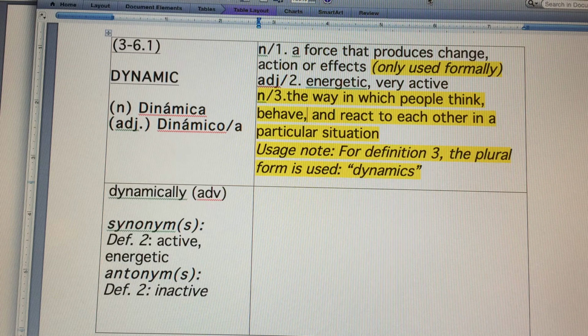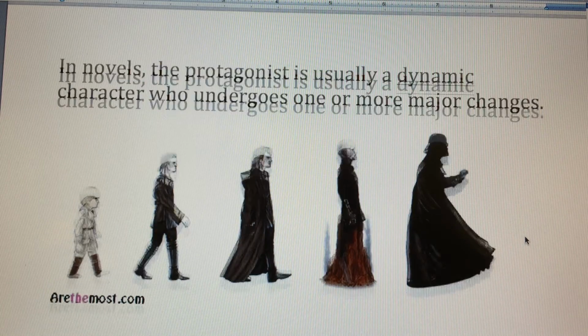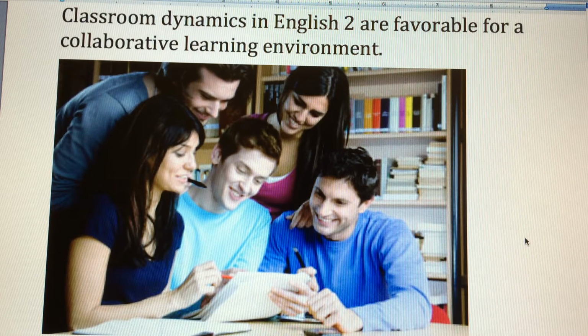The way in which people think, behave, or react to each other in a particular situation. So, in our class, we have a particular situation, which is English 2. All right, we meet every day for almost 2 hours, and students think and behave and react to each other. So we can talk about the classroom dynamics. Okay, the classroom dynamics in English 2, the way that the students think and behave and react to each other in the class. So we can say classroom dynamics in English 2 are favorable for a collaborative learning environment.